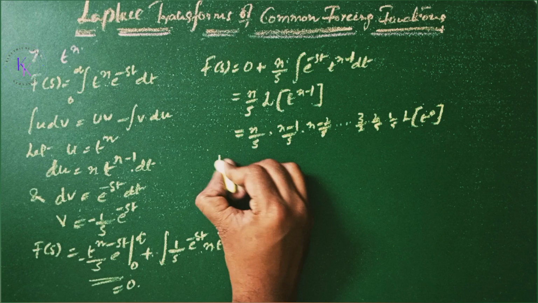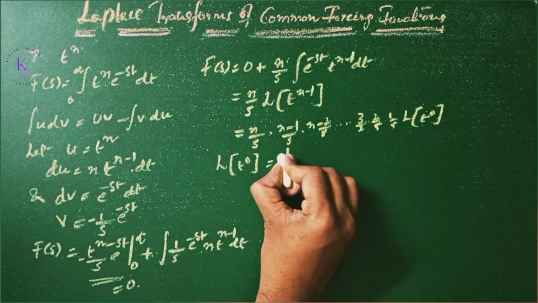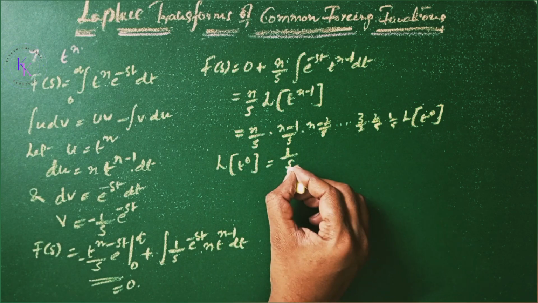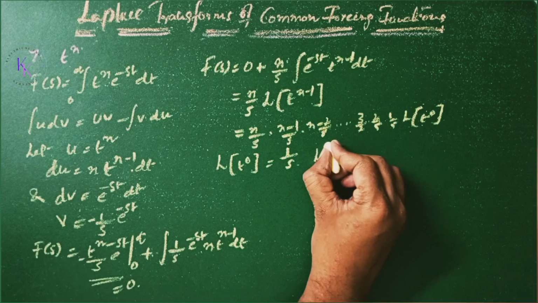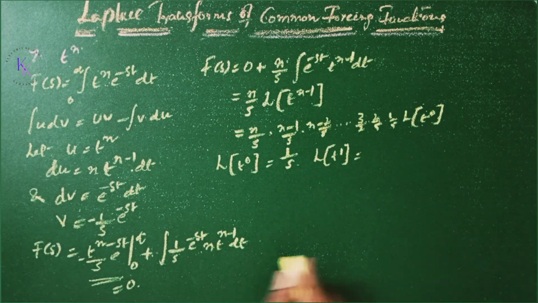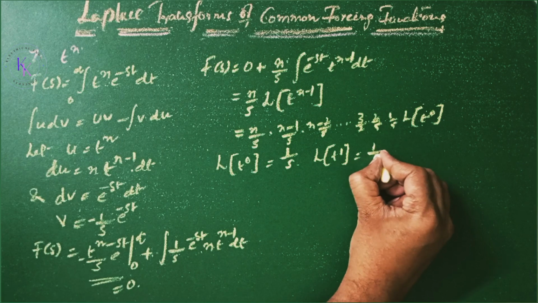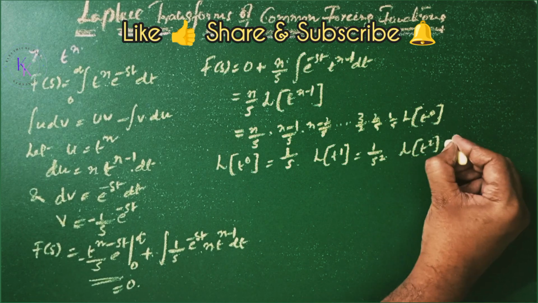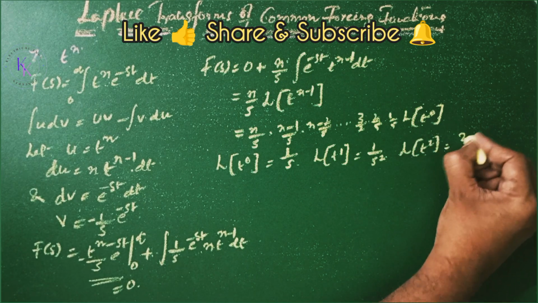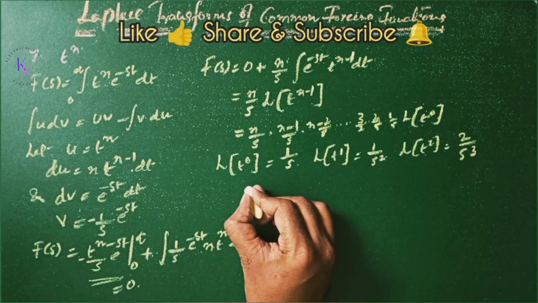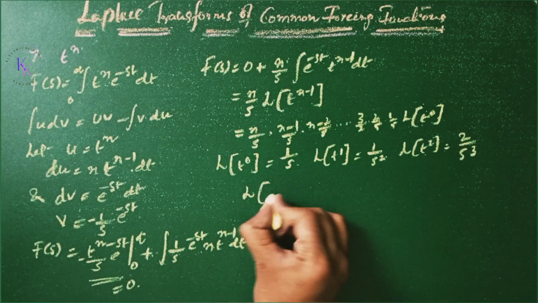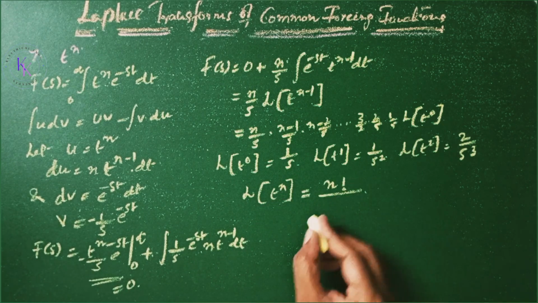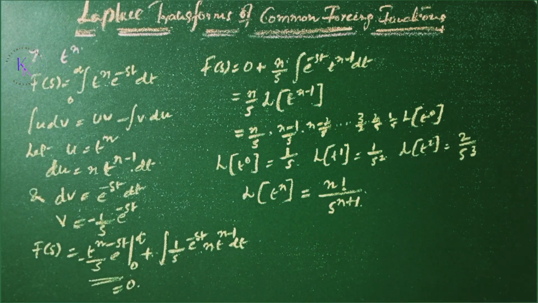However, the Laplace transform of t power 0 equals 1 by s, as it is 1, which is the unit step input, for which the Laplace transform is 1 by s. The Laplace transform of t power 1 or t, that is a ramp, is 1 by s square, and the Laplace transform of t square, which is nothing but the parabolic, we got as 2 by s cube. By generalizing this, we can write that the Laplace transform of t power n is equal to n factorial divided by s to the power of n plus 1.